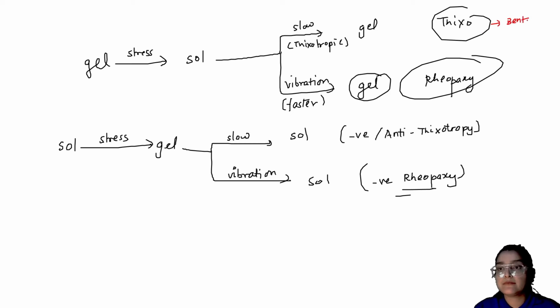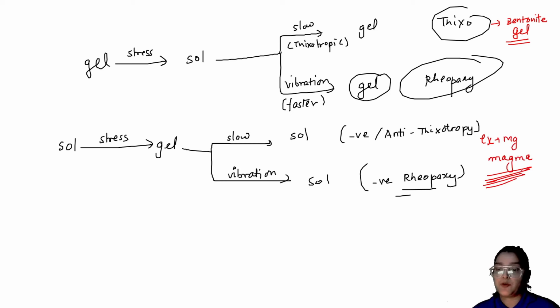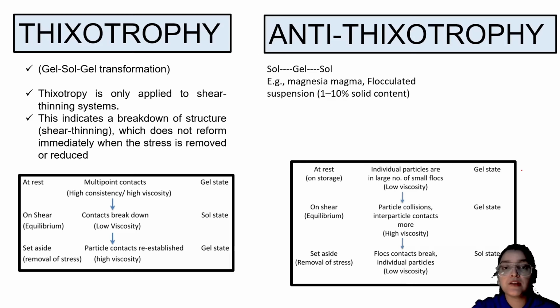We have seen the example of the thixotropic systems as the bentonite gel. Okay, very important example. And the example of the anti-thixotropic systems, we have to mention that yes, they convert from Sol to gel to Sol. The anti-thixotropic systems include the example of magnesium magma. Very important. Okay, now before going further, we will just have a quick reading of what is being written here.